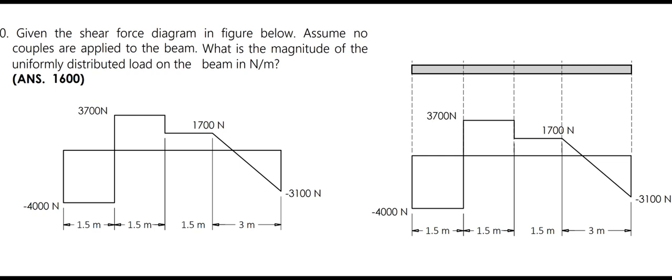In this problem, given the shear force diagram in the figure below, assume no couples are applied to the beam. What is the magnitude of the uniformly distributed load on the beam in Newton per meter?